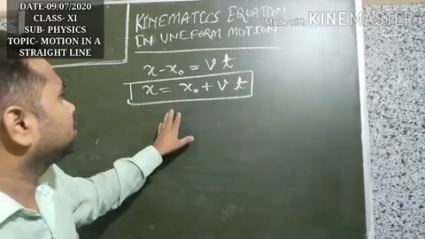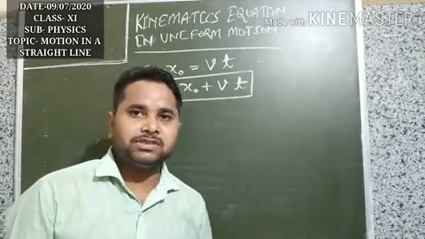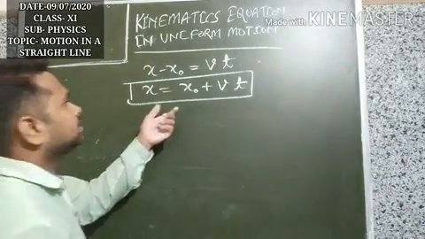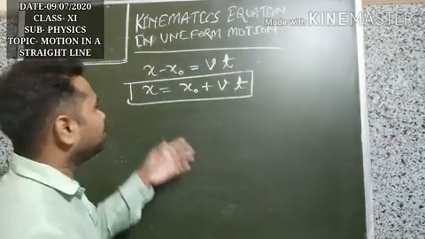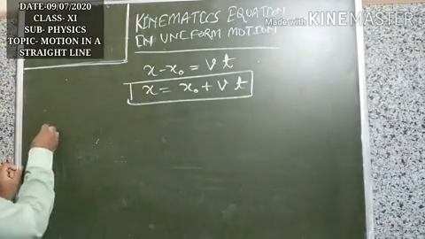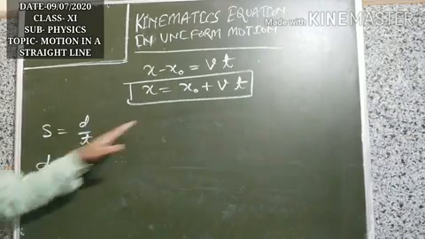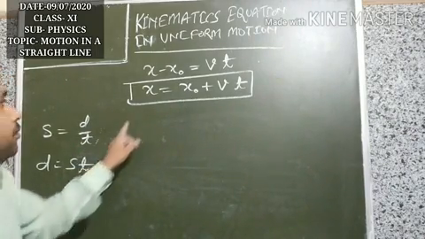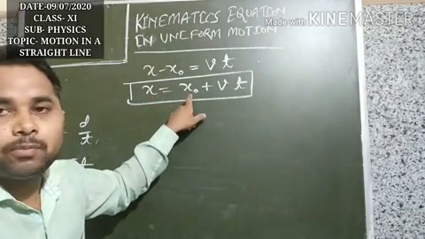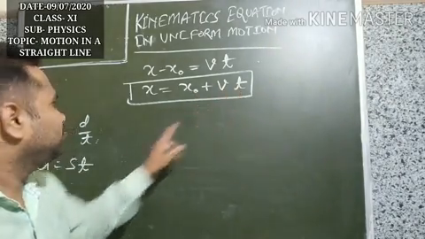Try to understand, this is not a new thing. You know the basic formula of speed or velocity. Velocity means displacement upon time. This is the same as we discussed earlier in previous classes. Speed equals distance upon time, so distance equals speed into time. Pay attention: speed equals distance upon time, so distance equals speed into time. This is the same relation, just see what difference we get. This is the position at time t. This is the position at time t equals 0, and this is speed into time.